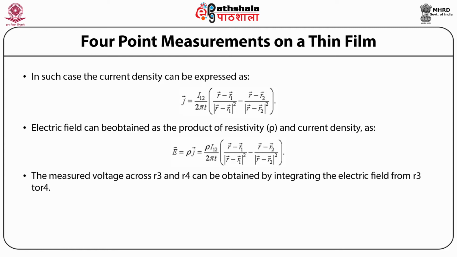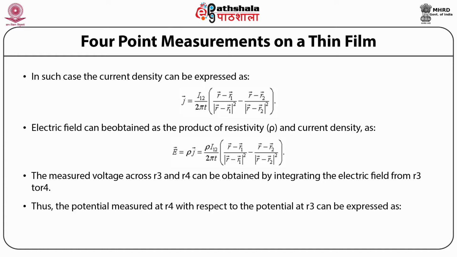The measured voltage across R3 and R4 can be obtained by integrating the electric field from R3 to R4. Thus, the potential measured at R4 with respect to the potential at R3 can be expressed as V43 equals minus ρ I divided by 2πt, times the integral from R3 to R4 of (R vector minus R1 vector) divided by (R vector minus R1 vector) squared, minus (R vector minus R2 vector) divided by (R vector minus R2 vector) squared, dR vector.